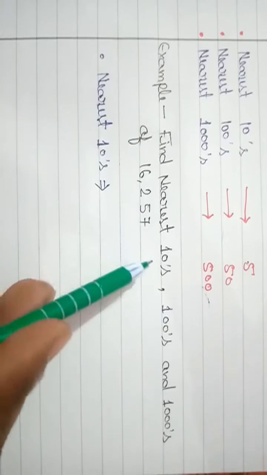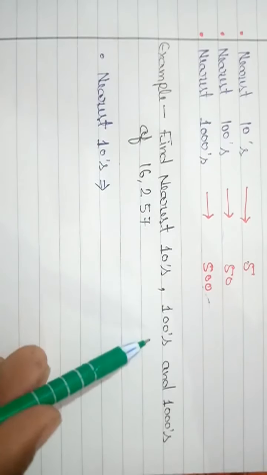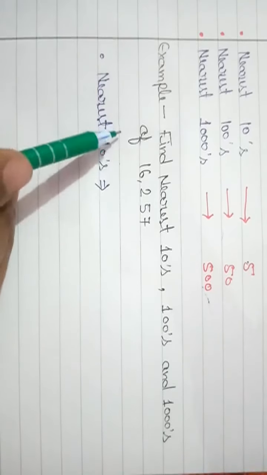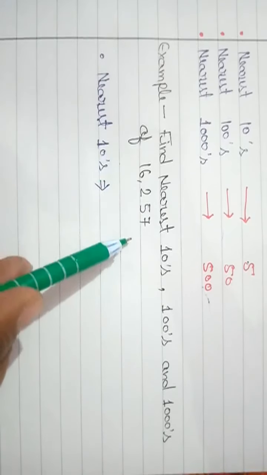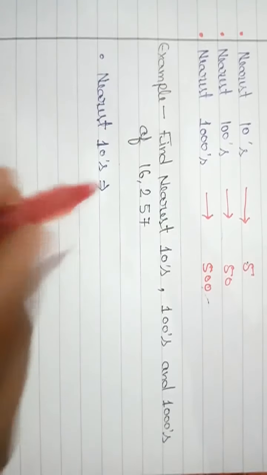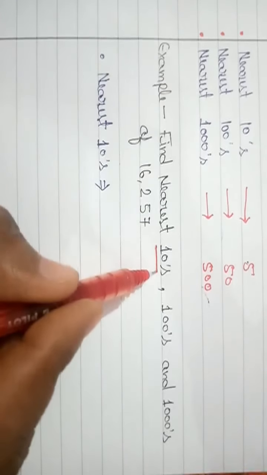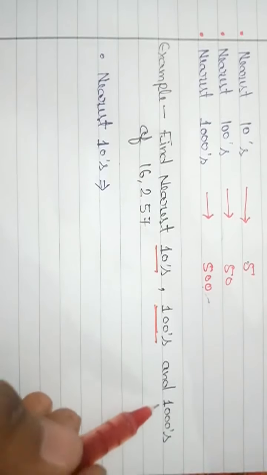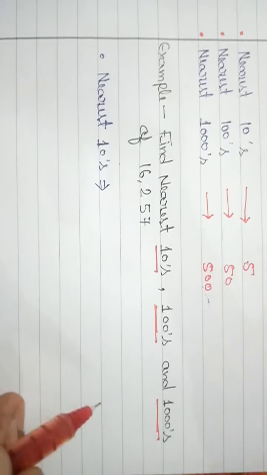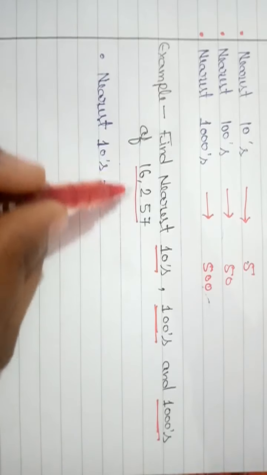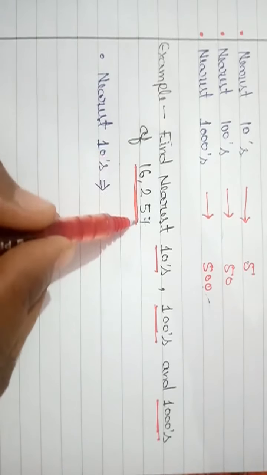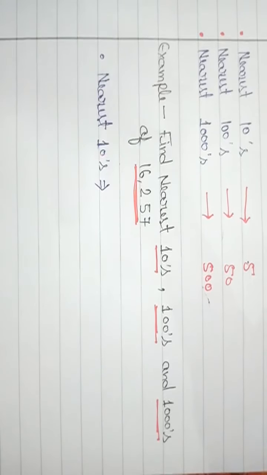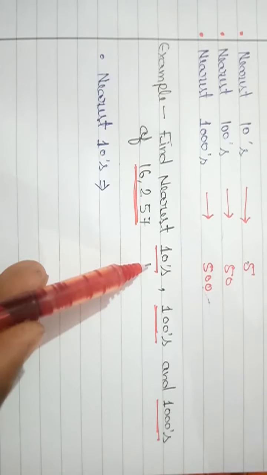Find nearest tens, hundreds and thousands of 16,257. स्टूडेंट क्वेश्चन कह रहा है फाइंड नियरेस्ट टेंस, नियरेस्ट हंड्रेड्स फाइंड करना है एंड नियरेस्ट 1000 फाइंड करना है ऑफ नंबर 16,257. So first we will find nearest tens.